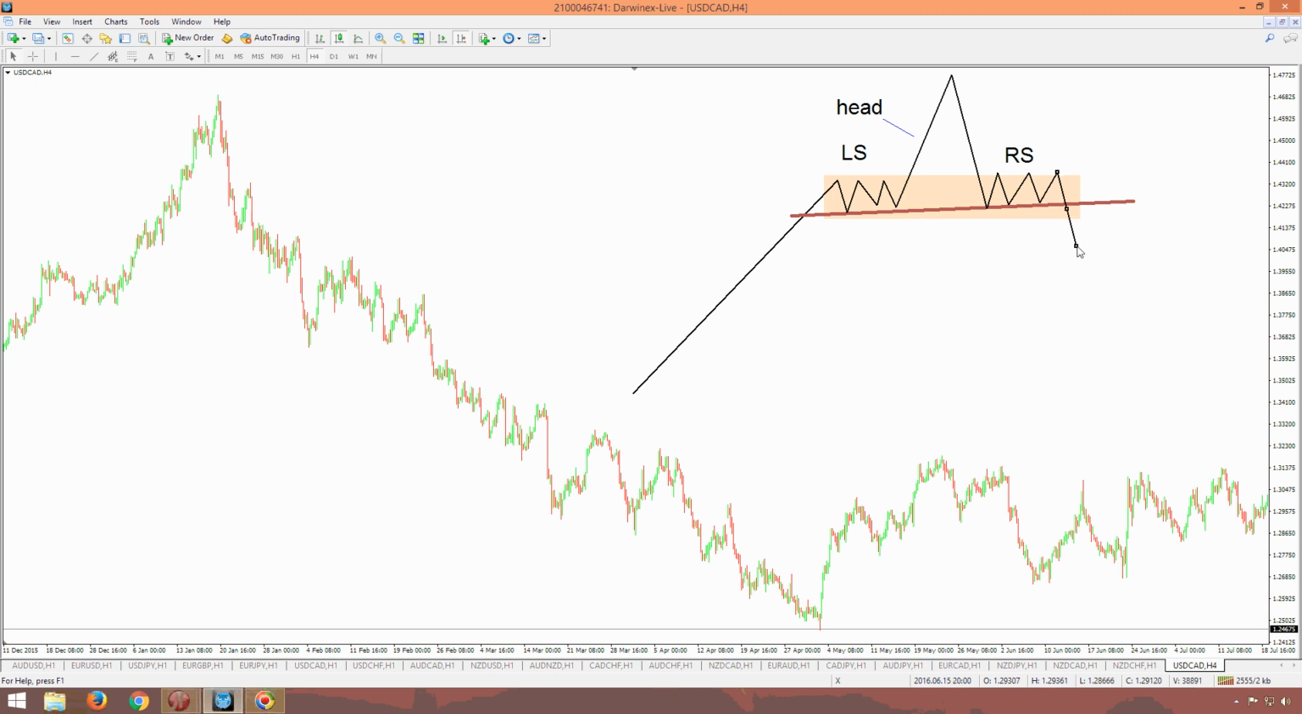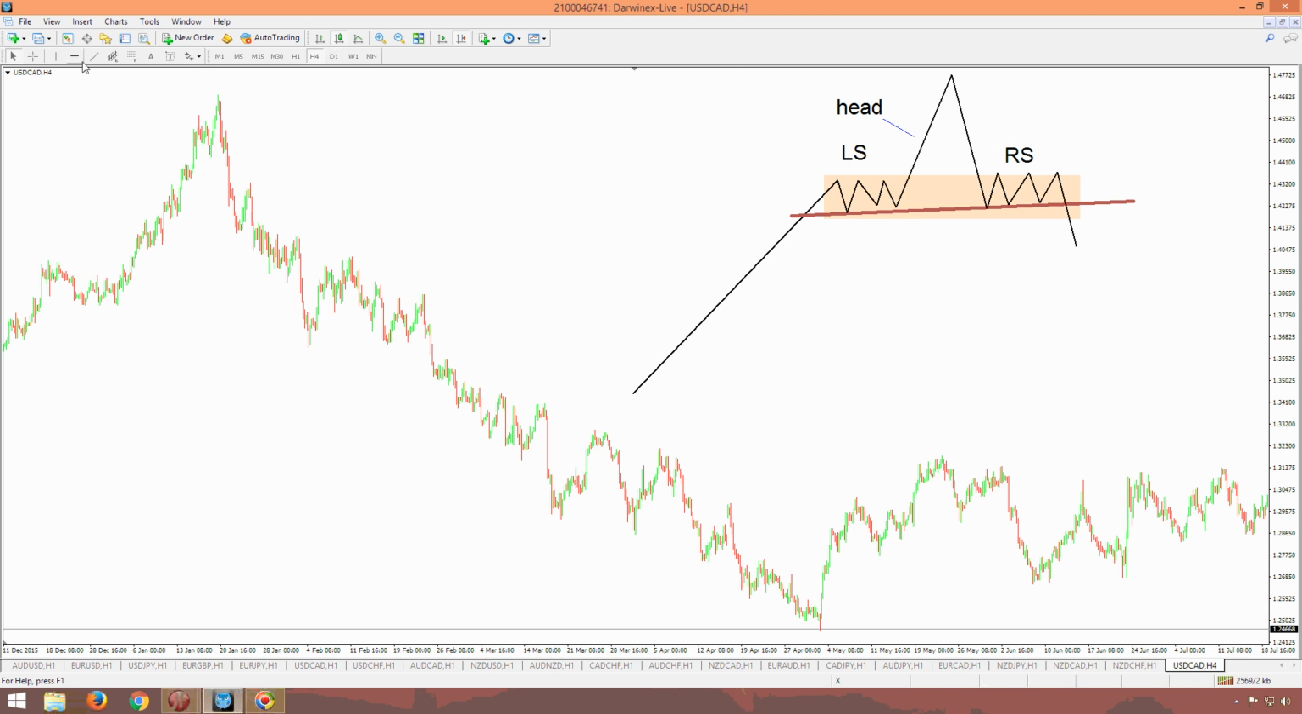So we wait for it to be broken, and when the price breaks the neckline, that's it. The reversal pattern ended and the market should reverse. Now, how about the take profit? When you enter a trade, you must know your way out of it before you go in.